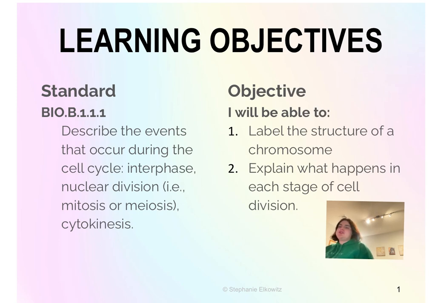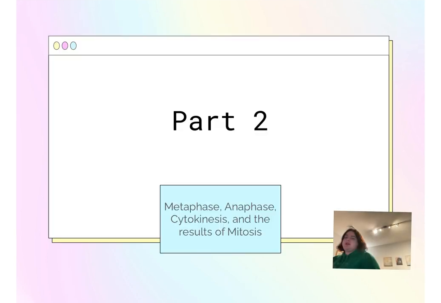Hey guys, so we are still working on the same standard and objective from yesterday, so don't bother writing that down, you don't need it. But we are still explaining what happens in each stage of cell division. So we are focusing on part 2, which is metaphase, anaphase, and telophase, I forgot to add that, and cytokinesis and the results of mitosis.